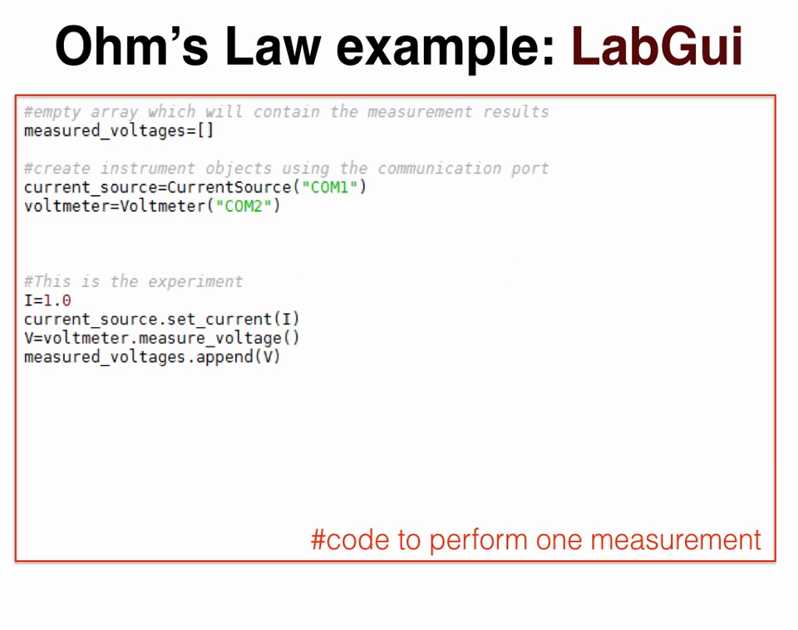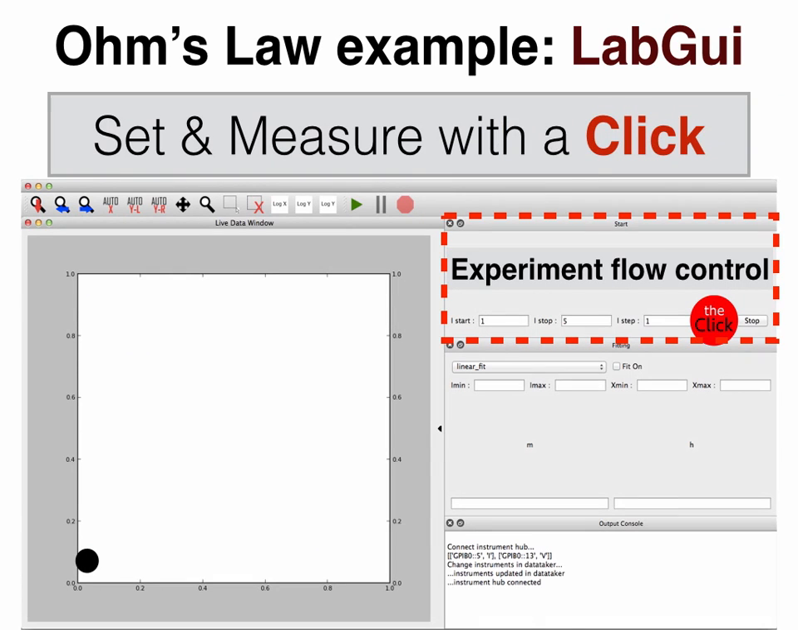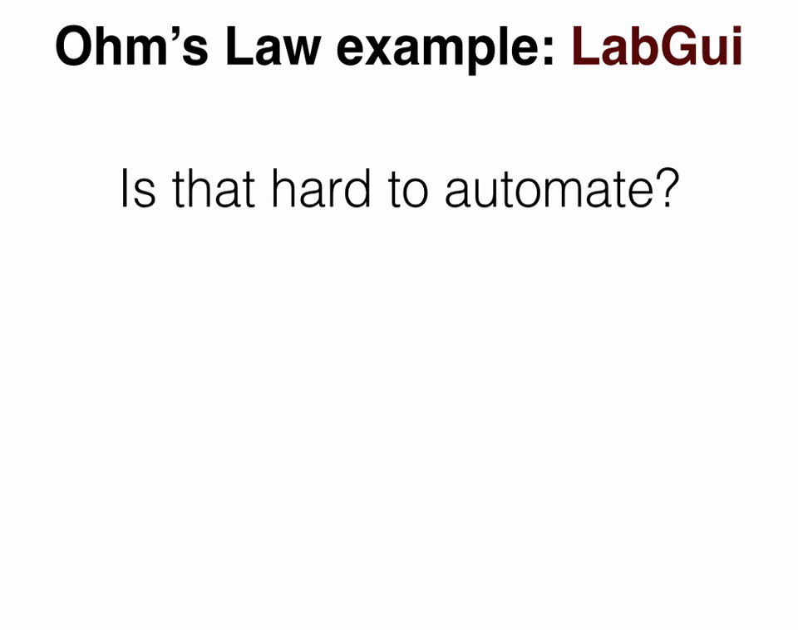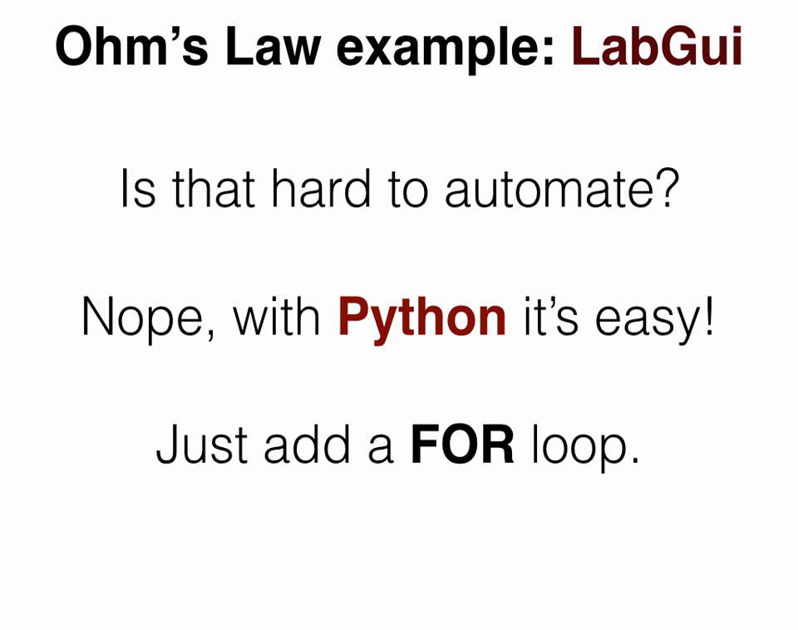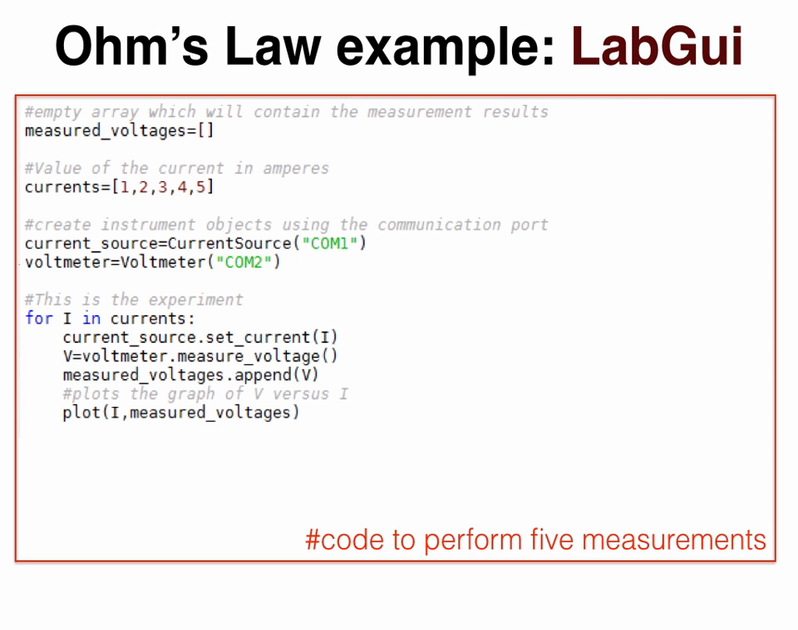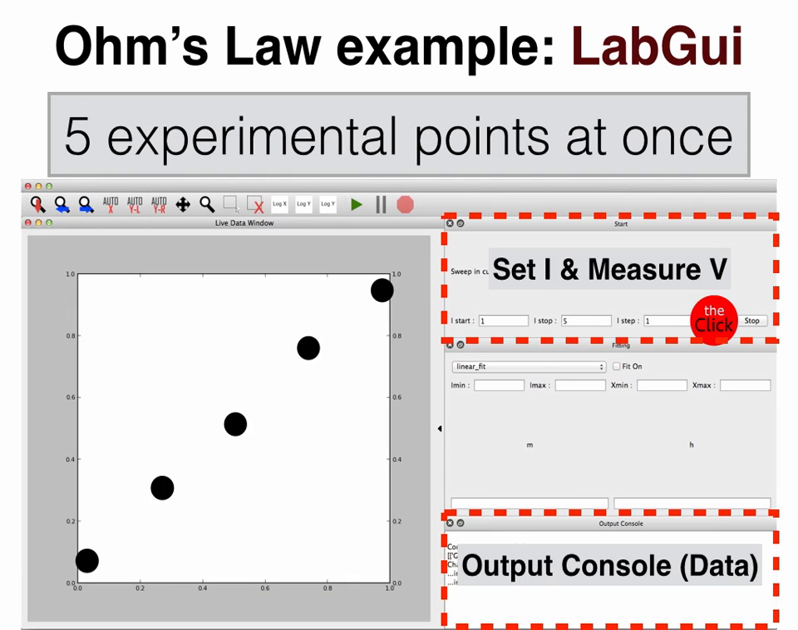This is what the script looked like in LabGui for that particular experiment. Like before, we apply a known current and measure the voltage. We then report that on a graph. You need to do that more than once for better statistics? No problem. You simply add a for loop. Click only once and get all your measurements done.